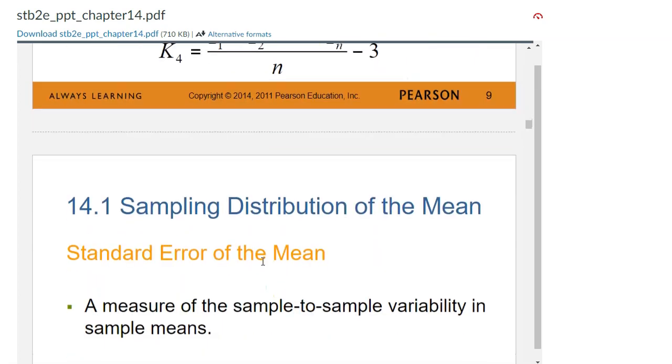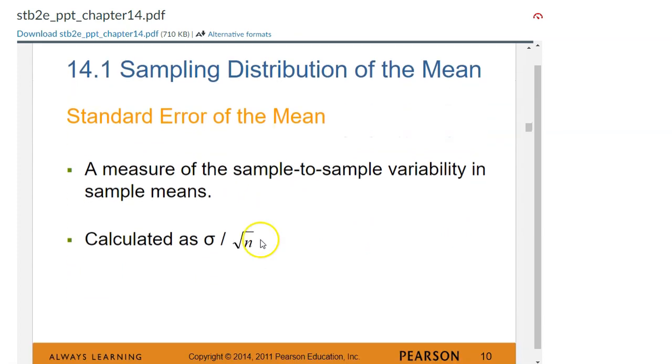Right? So what does that say in general? In general it says a measure of the sample-to-sample variability in sample means, and it calculates your standard deviation. So in general I can say the average of your averages, right, is actually the same as the average of your original data. So your average is not changing, and that's a good thing. We normalized our original data without changing the actual average, and that's a good thing for us.